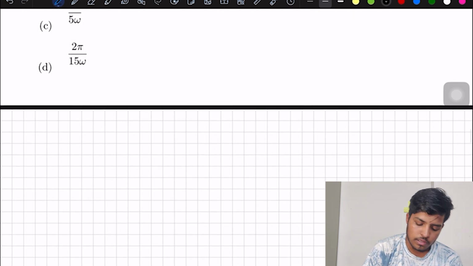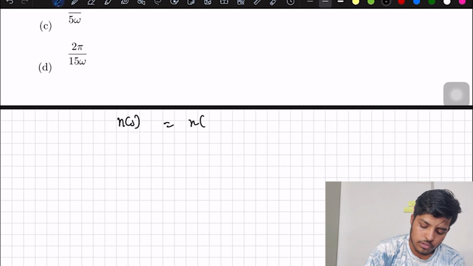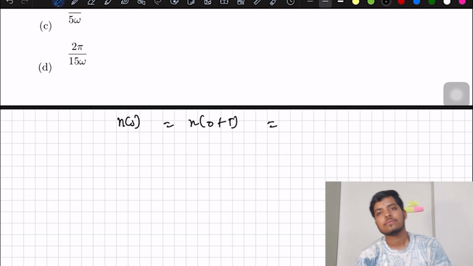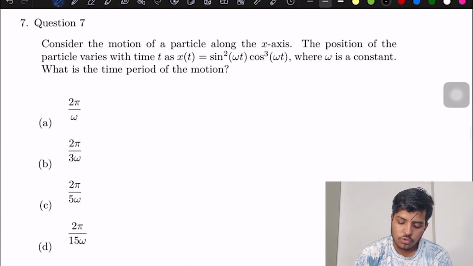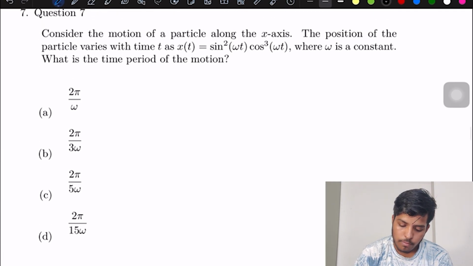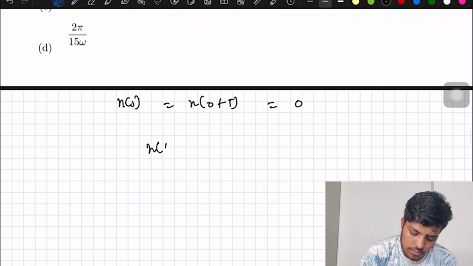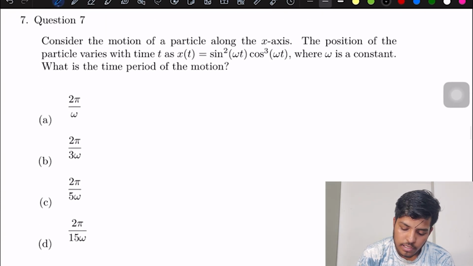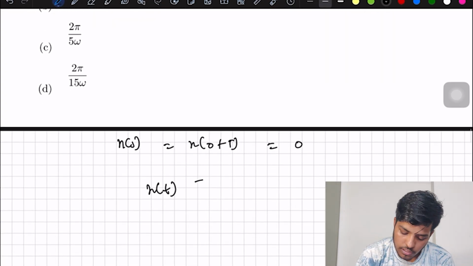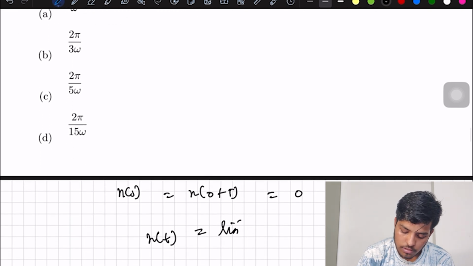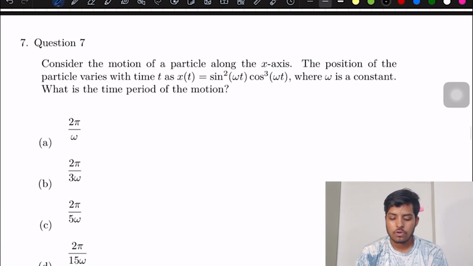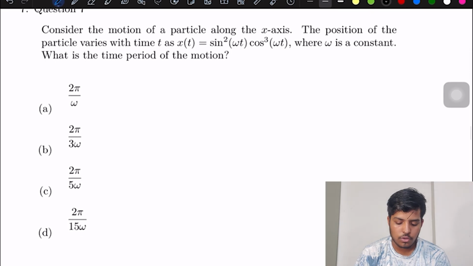So we have to find the time period of motion. We know that for the time period, x of 0 equals x of 0 plus T, which equals x of 0 also, right? So it equals 0. So it has to come 0 by any means. x of t is given as sin square omega t into cos cube omega t. So any one of them will have to be 0, for the time period. 1 upon omega will be common to them.